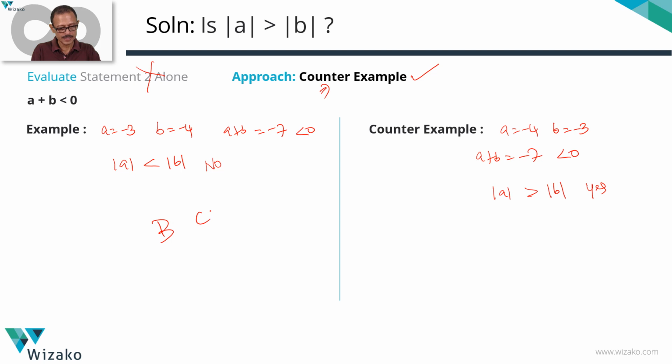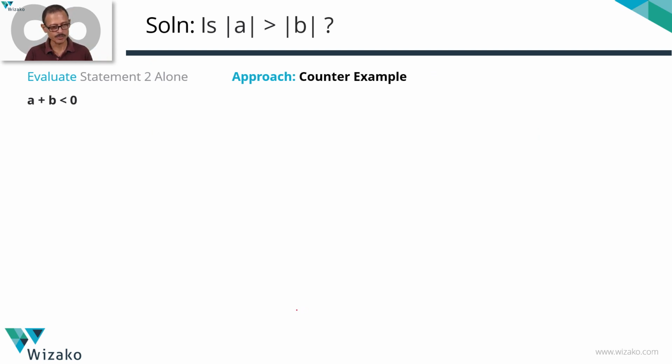We were down to B, C or E. Let's eliminate answer option B because statement 2 alone is not sufficient. Let's combine the two statements and check whether the data is sufficient. But before that, let's summarize this in a printed form in the next slide.